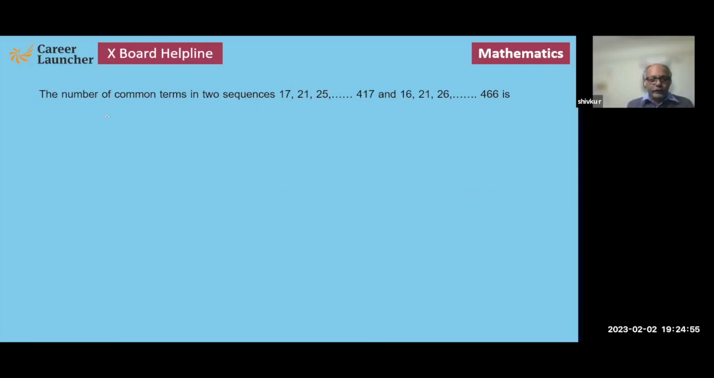So the first sequence, right? Let me write that sequence: 17, 21. So let's call the first sequence S1, right? The sequence is 17, 21, 25, right? The last term of this sequence is 417. And the second sequence, let's write it as S2. This is 21, 16 is the number before it, and the next one is 26. So it goes like this, and my last term is somewhere around 466.